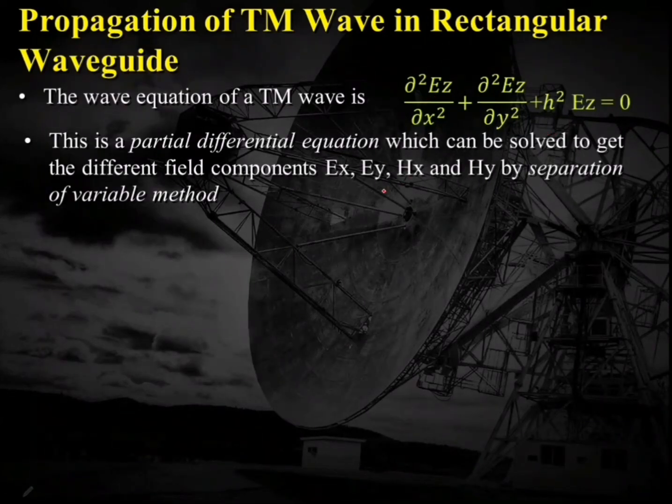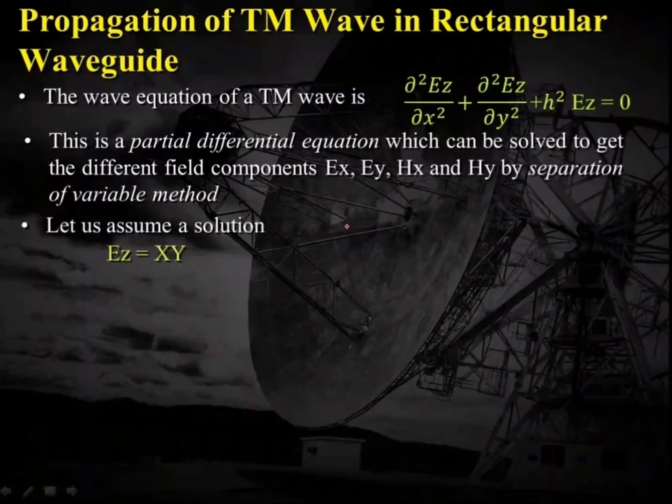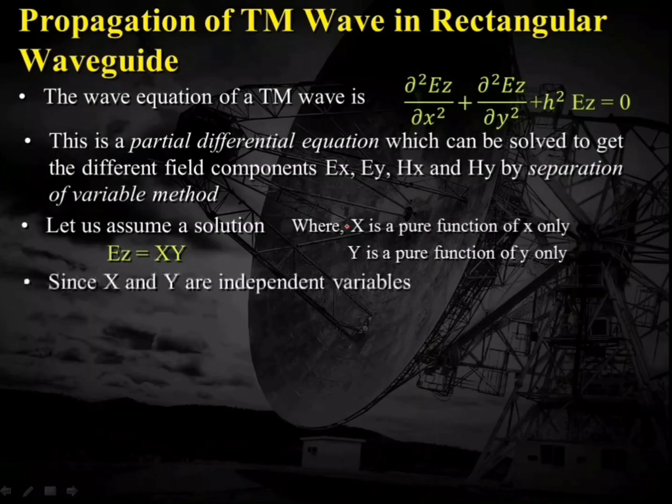And we have already derived Ex, Ey, Hx and Hy in terms of Ez and Hz. In the case of TM wave, Hz is 0, whereas in the case of TE wave, Ez will be equal to 0. Now let us assume the solution of this equation as Ez equal to XY, where X is a pure function of small x only and capital Y is a pure function of small y only.